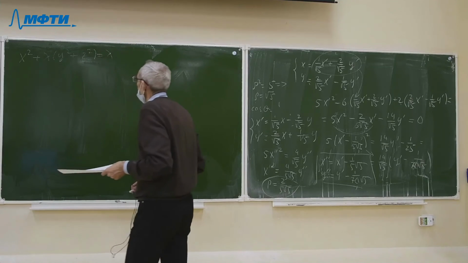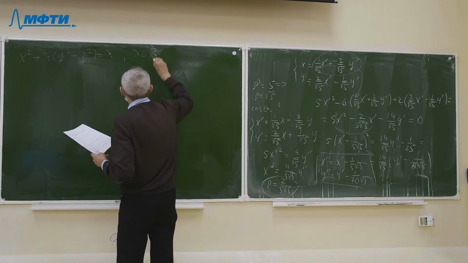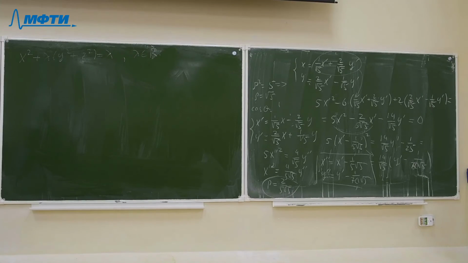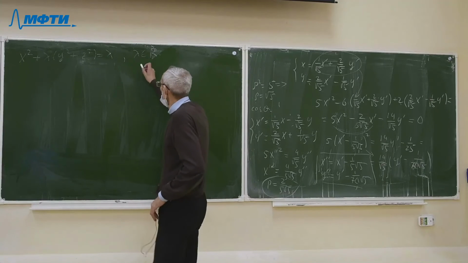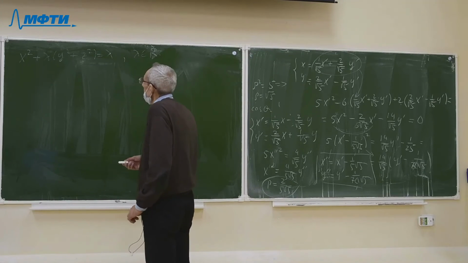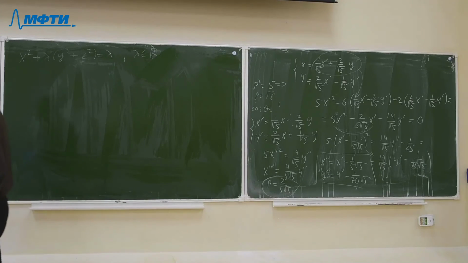We have the following family of surfaces, and lambda is a real parameter. The problem is the following: define the type of these surfaces as a function of lambda. How does the type of these surfaces depend on lambda? For example, let's consider the cases lambda equal to 0, lambda greater than 0, and lambda less than 0.